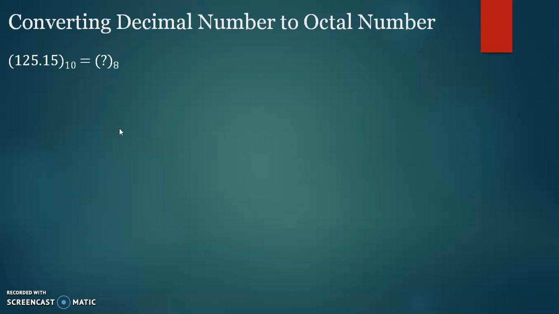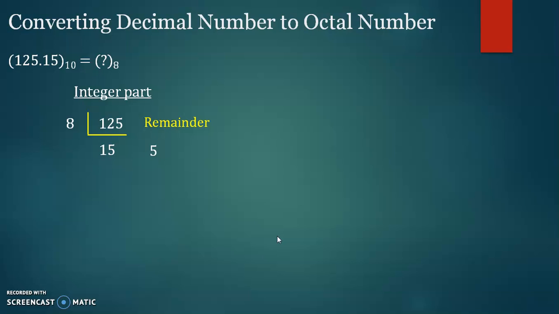So suppose we have the number 125.15. We will convert this number to an octal number. First let's take the integer part, that is 125. We will first divide 125 by 8. We will write the quotient here and the remainder here. It is the same as when we convert a decimal number to a binary number.